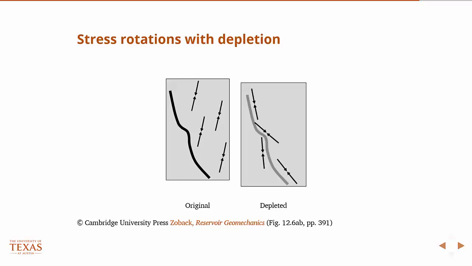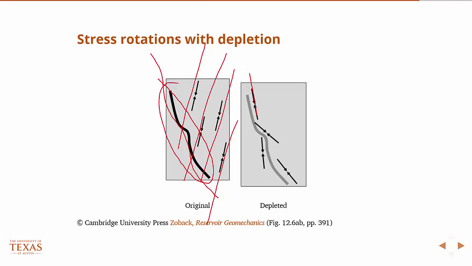So if we have an original scenario where this is some fault and this is the direction of SH max before it's brought into production, then over time what you can get, very local to the fault, are these sorts of reorientations. And we'll talk about the mechanisms and estimate what the reorientation would be. But of course, if you were going to later drill more wells in regions near the fault, then it would be important to understand what these rotations are so that you could do your wellbore stability analysis and other things.